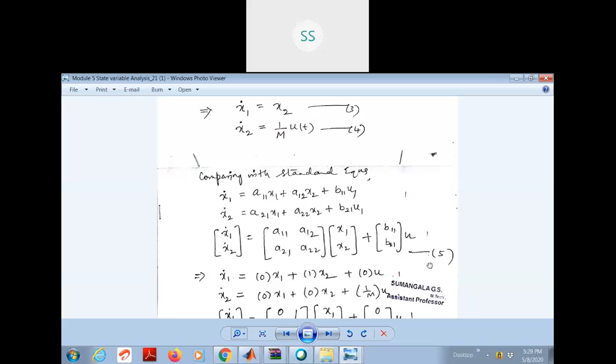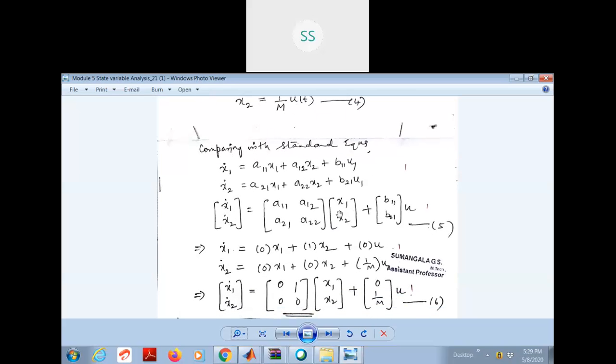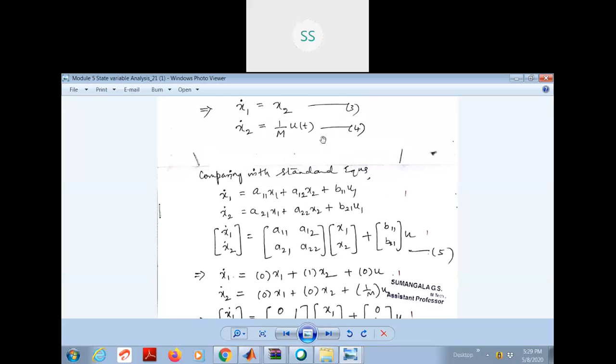Now we'll come back to equation 3 and 4, which we have represented in this form. Now we will rewrite equation 3 and 4 according to the standard notation. First I will have to write x1 dot. So what is x1 dot? It is a11 into x1 plus a12 into x2 plus b11 into u1.